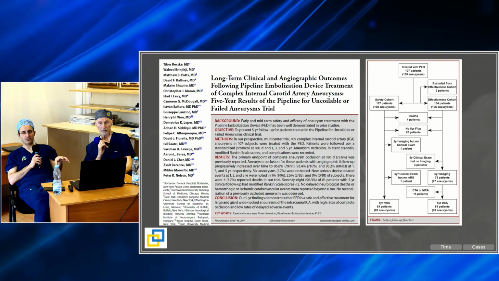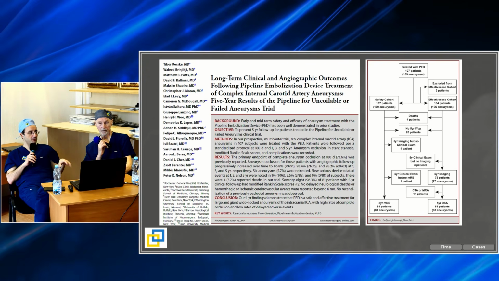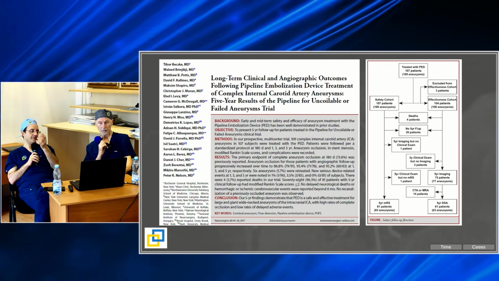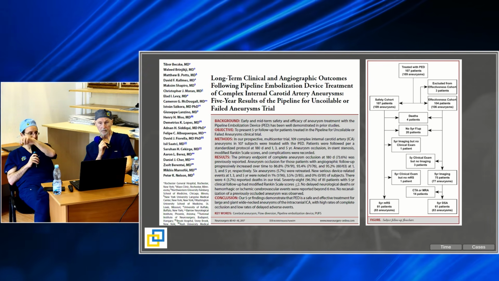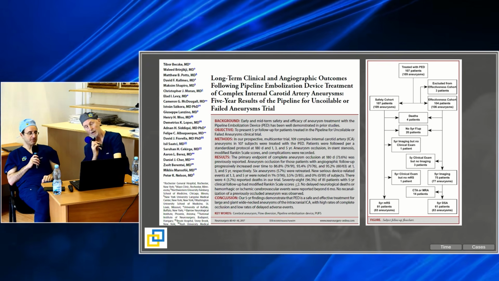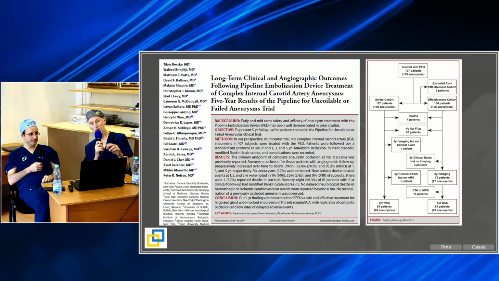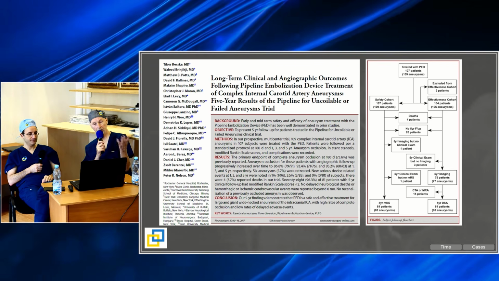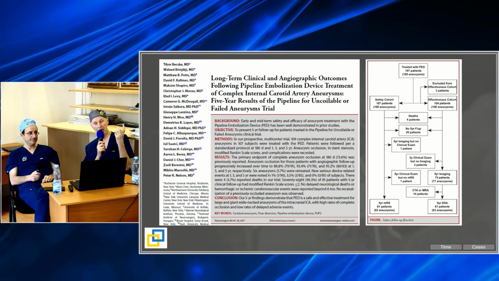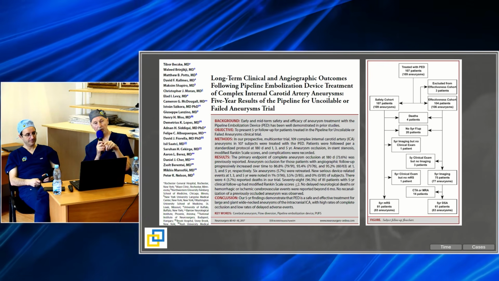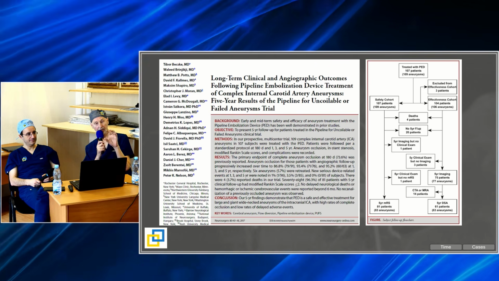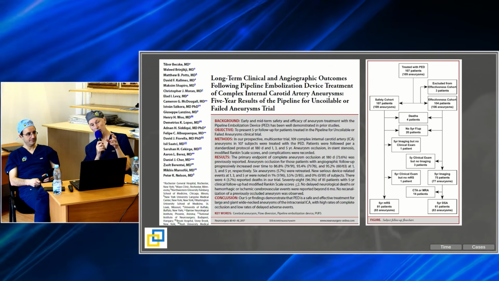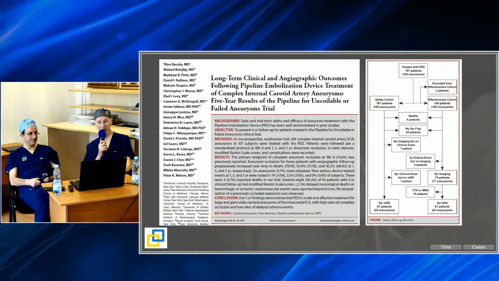Because once this was approved in the United States and became available worldwide, that's really when that utilization curve started to go up. And the other thing about PUFS that would distinguish it from the earlier trial, PITA, which led to European CE marking, was that you could not use coils in this trial. It had to be flow diversion only. So if you used coils, it was counted as a treatment failure.